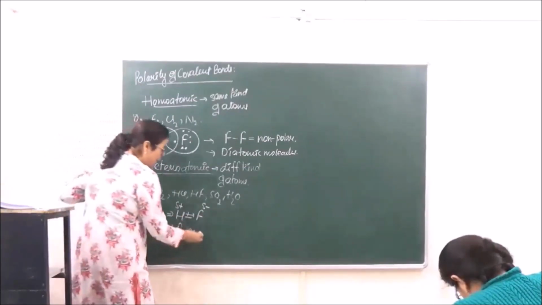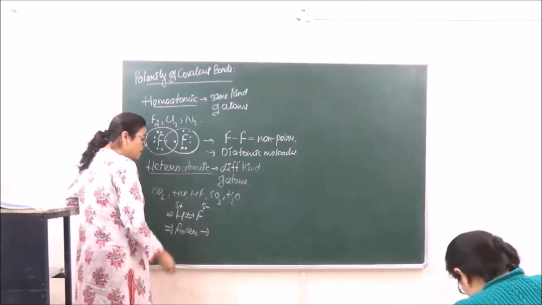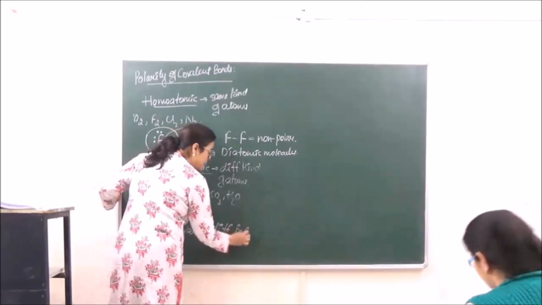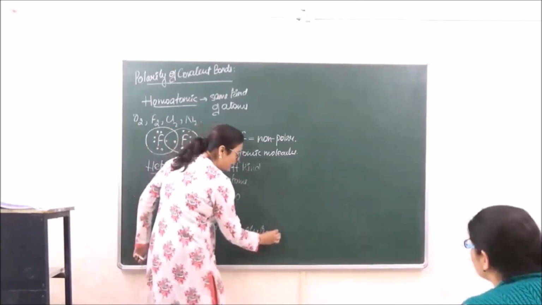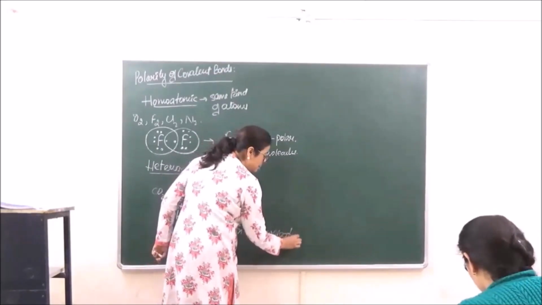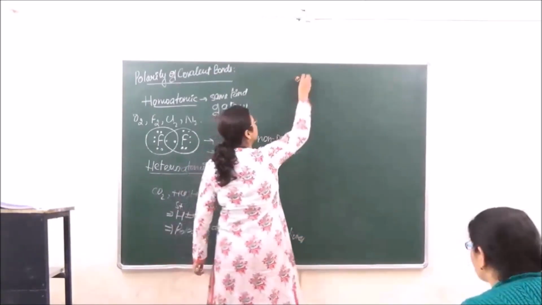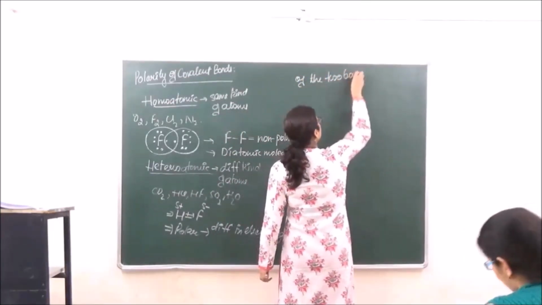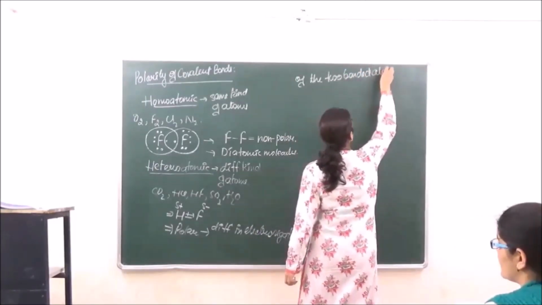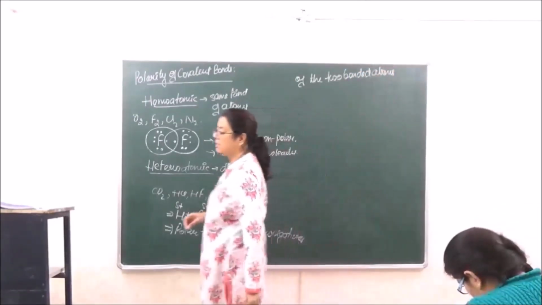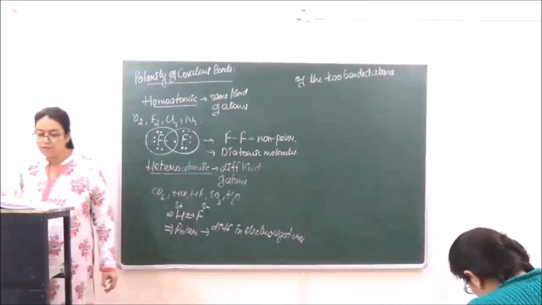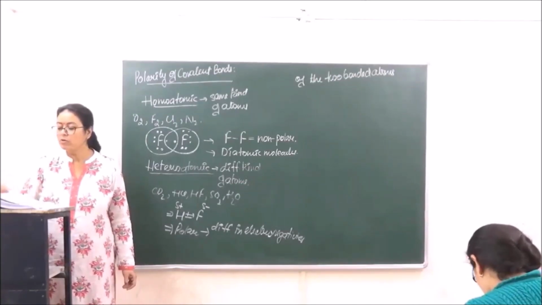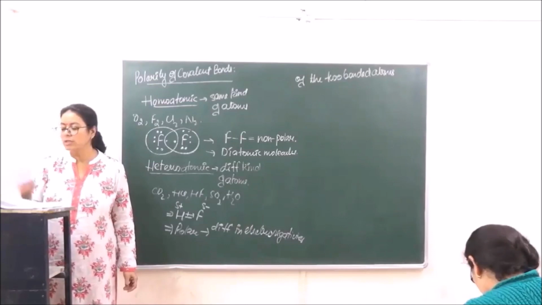Polar in nature, or polarity, exists due to difference in electronegativities of the two bonded atoms, right? So there is an electronegativity difference, because of which in HF the fluorine is going to attract the shared pair of electrons towards itself.